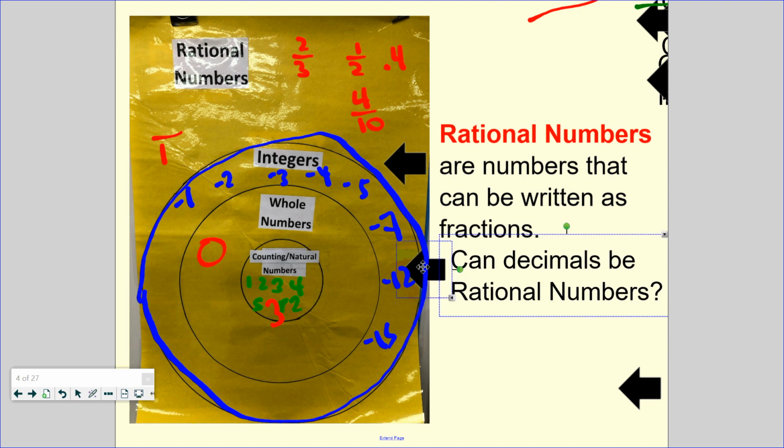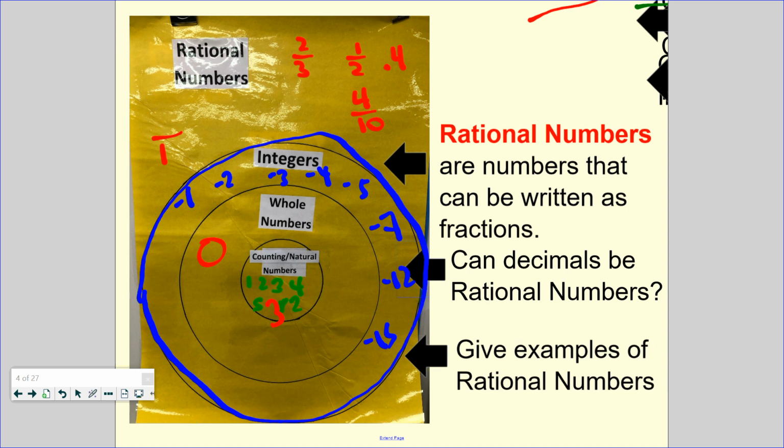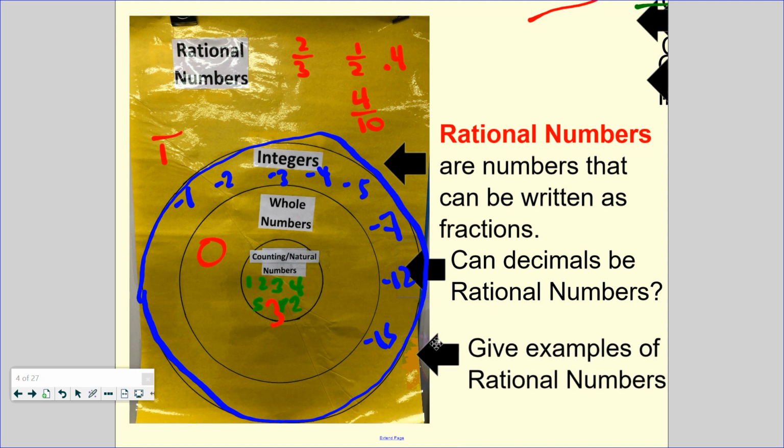Can decimals be rational numbers? Right here, you see a decimal of 4/10. Can it be written in fraction form? Yes, it can. So yes, it can. We gave examples of rational numbers, and we did that there. Fine. We're going to be studying rational numbers more in lessons about 2 or 3 weeks from now.